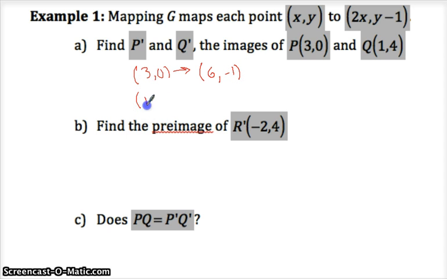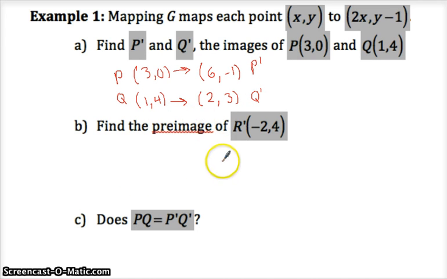And if I put 1, 4 into that machine, remember what that machine does? This is what the G machine does. It takes x's and it spits them out as 2x's, and it takes the y's and spits them out as y minus 1. So this point I would call P and this Q. These points I would call P prime and Q prime. All right, so that's all it is.